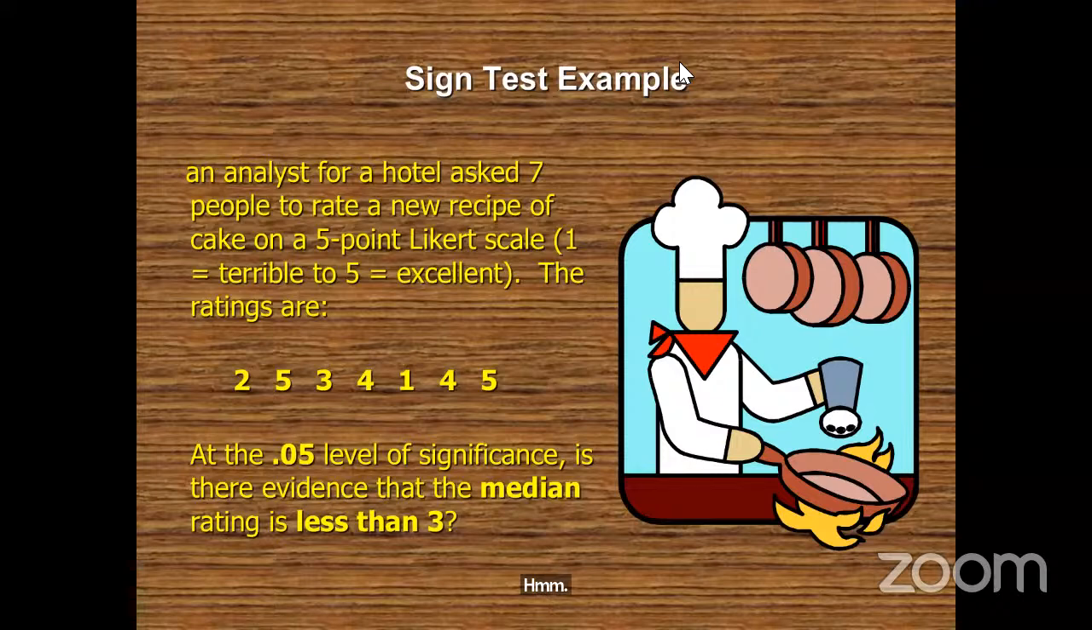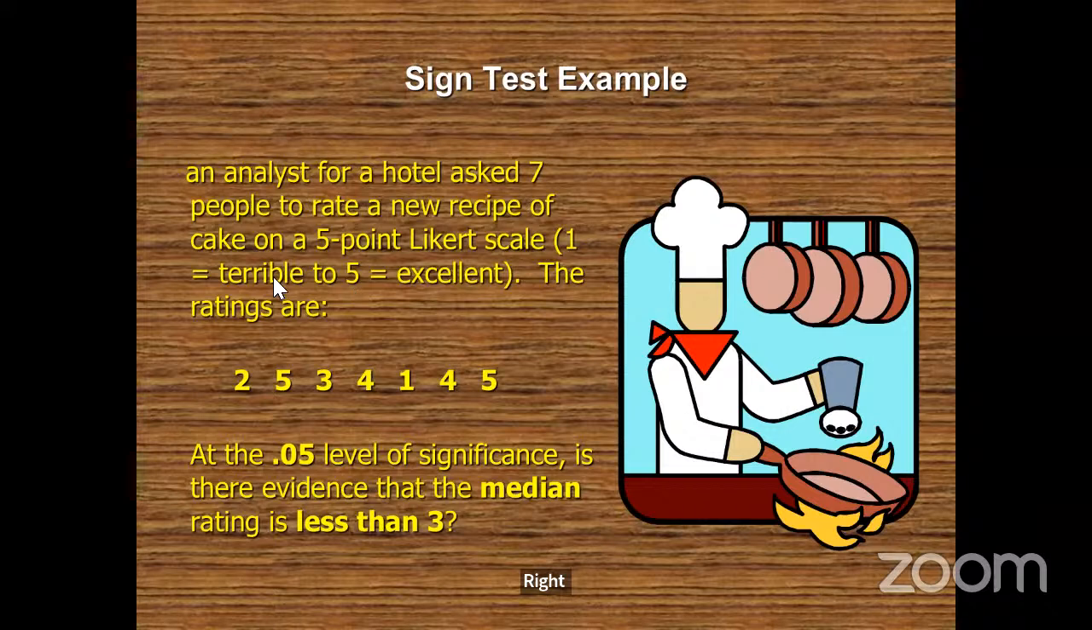Very good. Now let's see the actual example. First is the sign test. Now, when to use the sign test? In examples like this, suppose an analyst for a hotel asks 7 people to rate a new recipe of cake on a 5-point Likert scale. Got the example, I hope. 1 means the cake is really terrible, not good at all, and 5 is excellent. This is a Likert scale example.